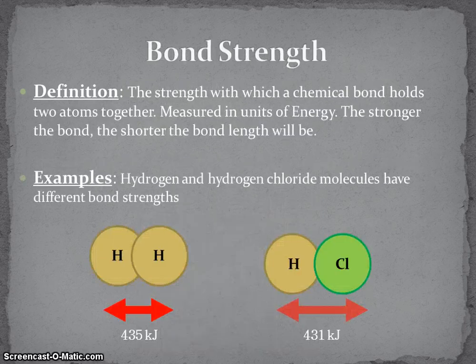Bond strength. The bond strength is the strength with which a chemical bond holds two atoms together. It's usually measured in units of energy, for example in kilojoules. And the stronger the bond is, the shorter the bond length will be. For example, here we see two molecules, one of hydrogen and another one of hydrogen chloride, and they have different bond strengths, and consequently we also have different bond lengths.